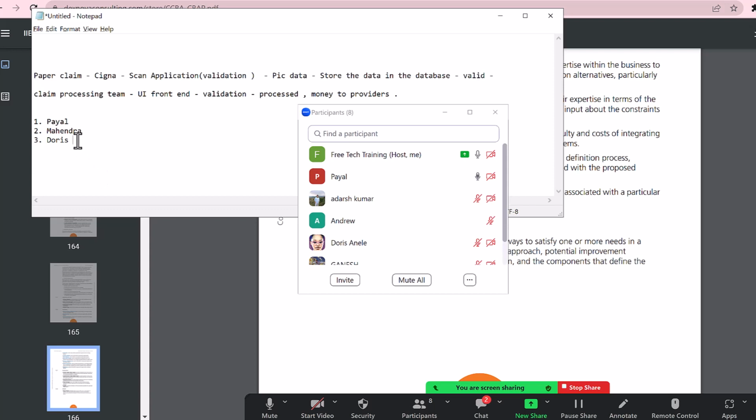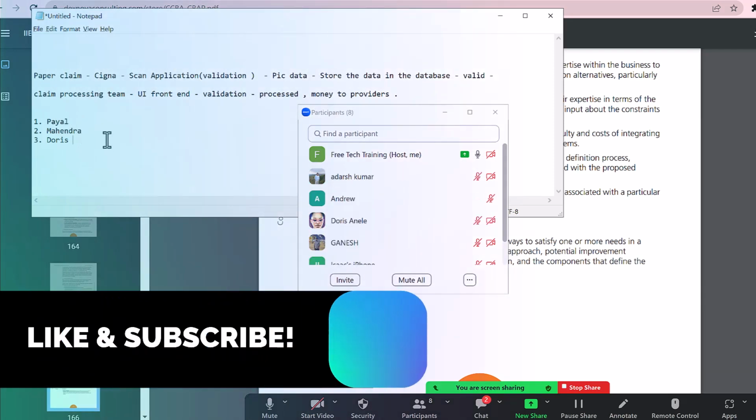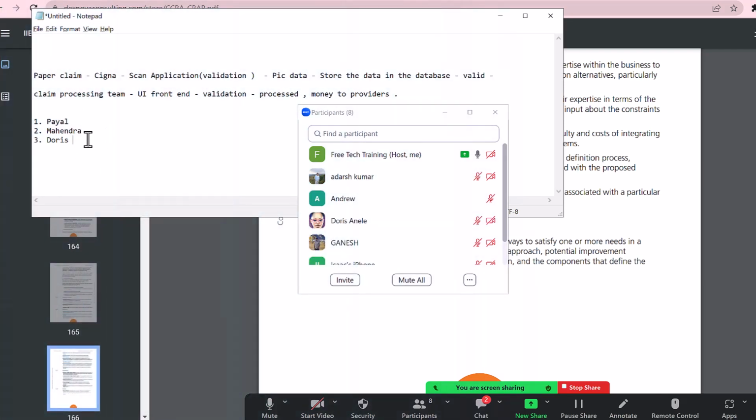So anybody who wants to do a mock interview, let me know, because I have to plan the timings accordingly. That's why I'm asking. Okay, so if there are only 3 people, then today is day 8, so we have 2 more sessions. After that, for next week, we are going to have this mock interview. So Payal, Mahendra and Doris, prepare very well.